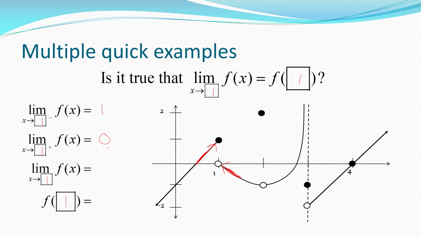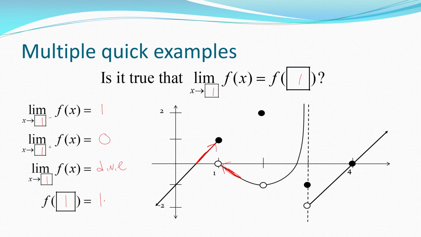But if you're coming from the left or the right, it doesn't matter. The full limit doesn't exist. You don't come towards one single value as x approaches 1 in general. So that limit just does not exist. But the function value at 1 does exist because there is a filled-in point on the graph when x is 1. That y-coordinate is 1. So the limit of the function as x approaches 1 does not equal the function value at 1 because one of the sides doesn't even exist.